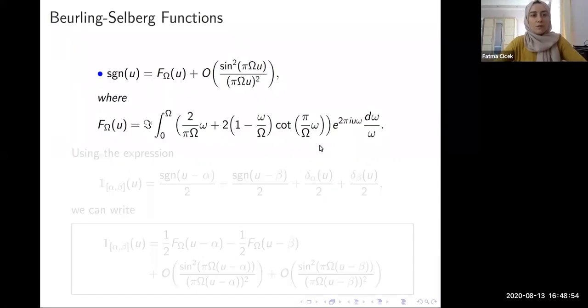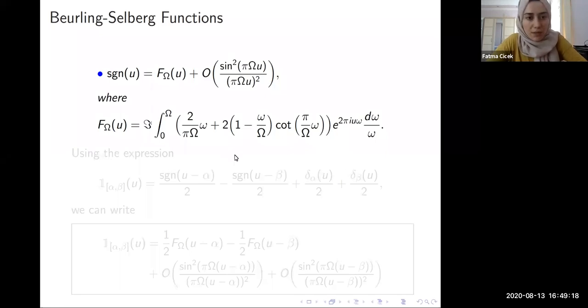Okay, so the Beurling-Selberg function is this f_omega function that I have here. It depends on a parameter omega, and it approximates the signum function, which gives you the sign of u. So when u is positive, for example, it will give you 1. And we have an explicit error term that is really good.